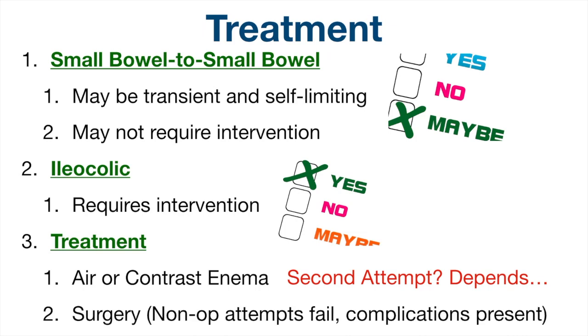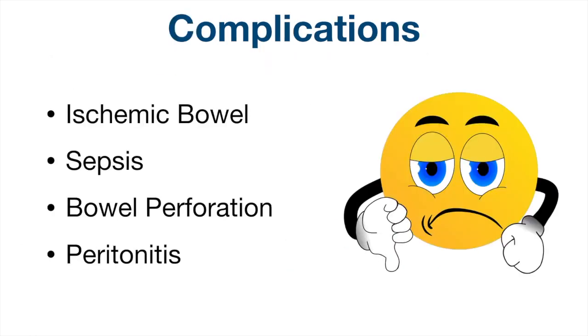That brings us to the second form of treatment, which is surgical intervention. Surgery would be necessary if non-operative approaches fail, or there are complications such as an unstable patient, bowel perforation, peritonitis, or any other contraindications to a non-operative approach. If intussusceptions are not treated or do not resolve on their own, then that can lead to complications. This might include ischemic bowel, sepsis, bowel perforation, or peritonitis, to name a few.